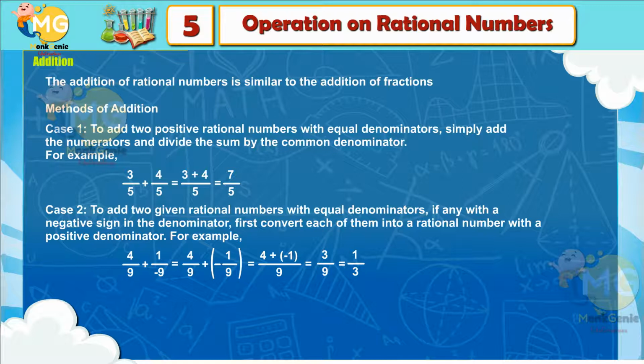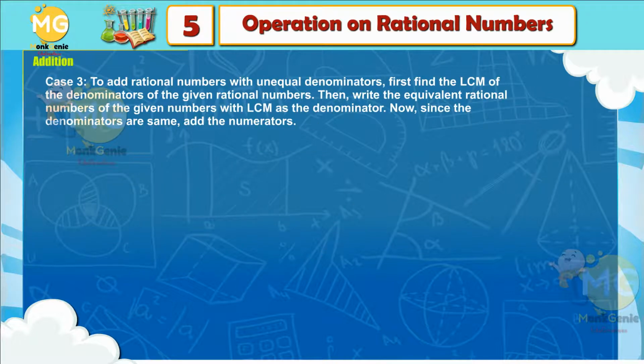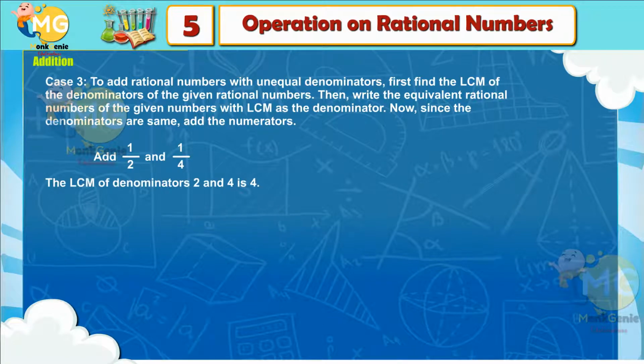Case 3. To add rational numbers with unequal denominators, first find the LCM of the denominators of the given rational numbers. Then, write the equivalent rational numbers of the given numbers with the LCM as the denominator. Now, since the denominators are the same, add the numerators. Add 1/2 and 1/4. The LCM of denominators 2 and 4 is 4.